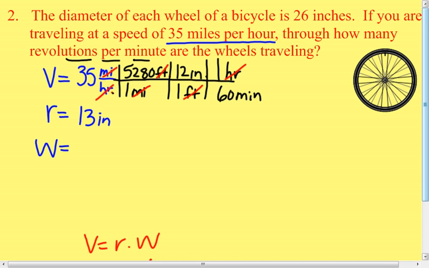Okay. Then I am going to multiply that out. And again, anything on the top I multiply, anything on the bottom I divide. So I'll take 35 times 5,280 times 12, divide by 60. And when I do that, I should get 36,960 inches per minute. Okay? All I've done is convert my linear speed now. That's all I've done. I have not found my angular speed yet, but that is my conversion of my linear speed.